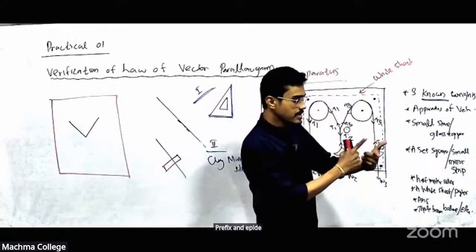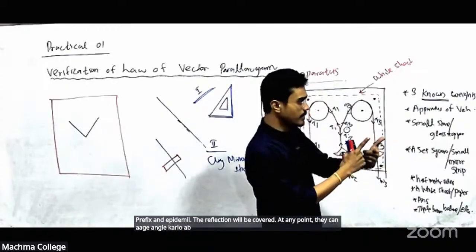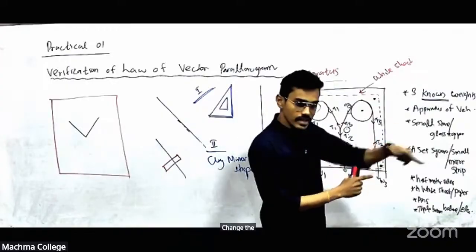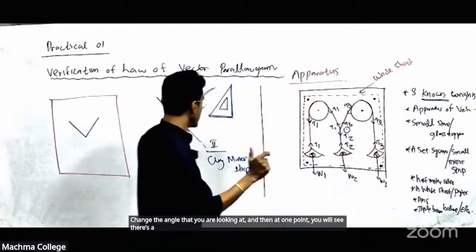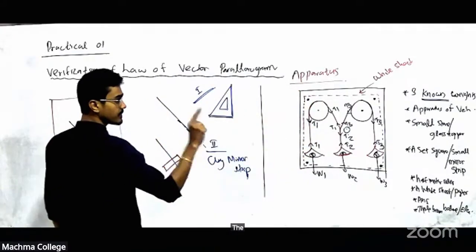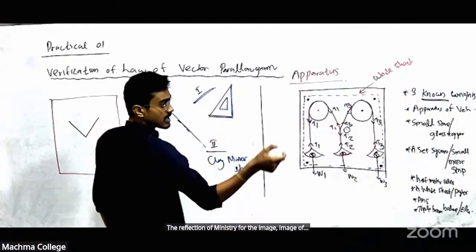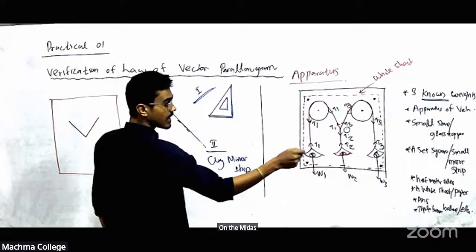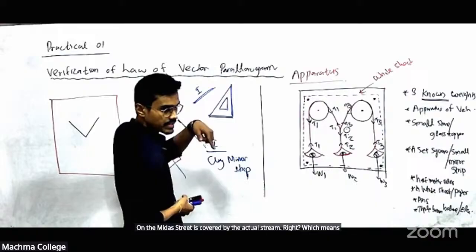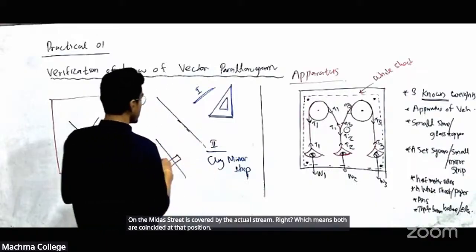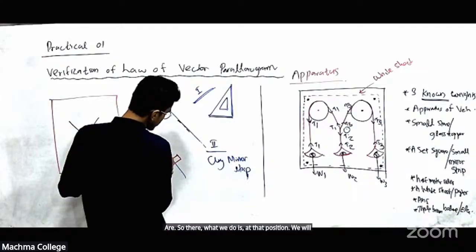That reflection will be covered at some point. You have to change the angle that you are looking at. And then at one point you will see that the image of the string on the mirror strip is covered by the actual string, right? Which means both coincide at that position. So there, at that position, we will mark these 2 points like this.